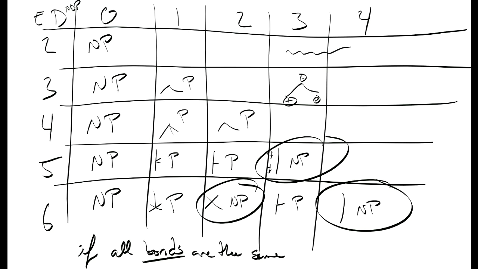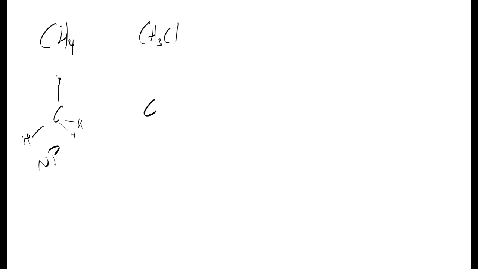Now, like I said, this is if the bonds are all the same. If the bonds are different, then you're going to have a polar molecule. So CH4, just carbon bound to 4 hydrogens, is a nonpolar molecule. CH3Cl, chloromethane, C, Cl, H, H, H. You see that carbon-chlorine bond? That's broken the symmetry of the molecule. Now you have a dipole moment, as it's called.